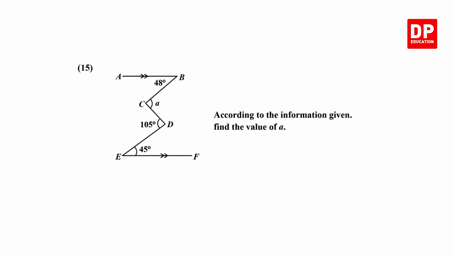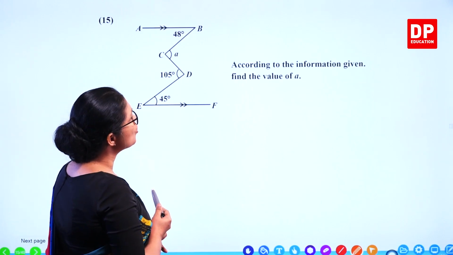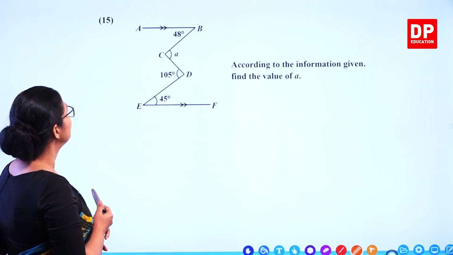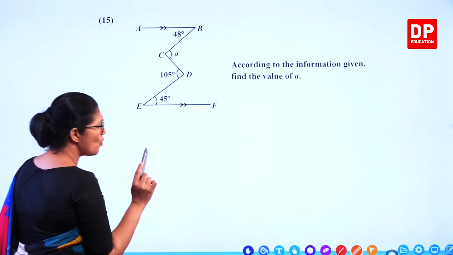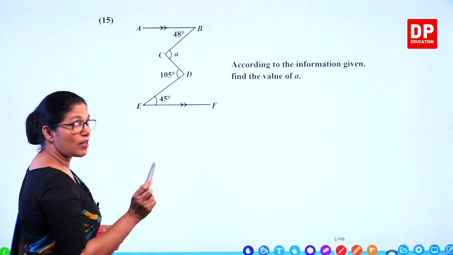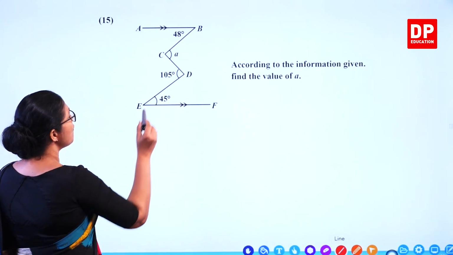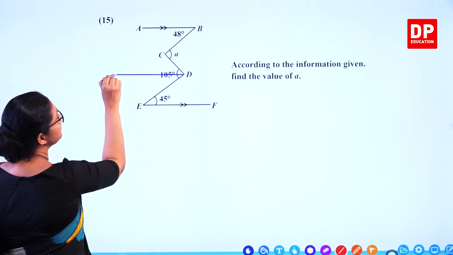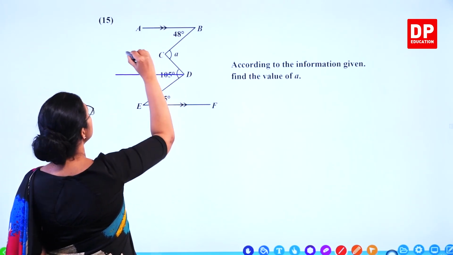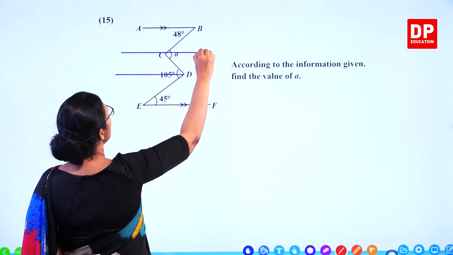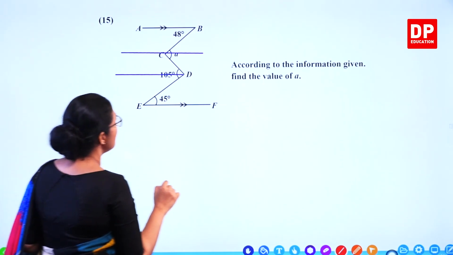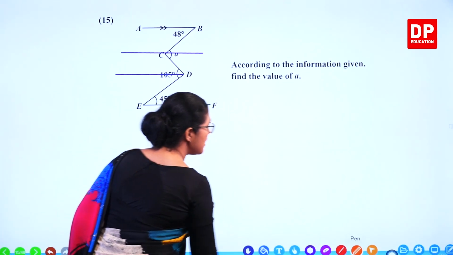Question number 15. According to the information given, find the value of A. A is here. So we have to do a small construction. We did a similar question before. I want to draw parallel lines along this one and along C point. Parallel lines. Then what can you say about this?